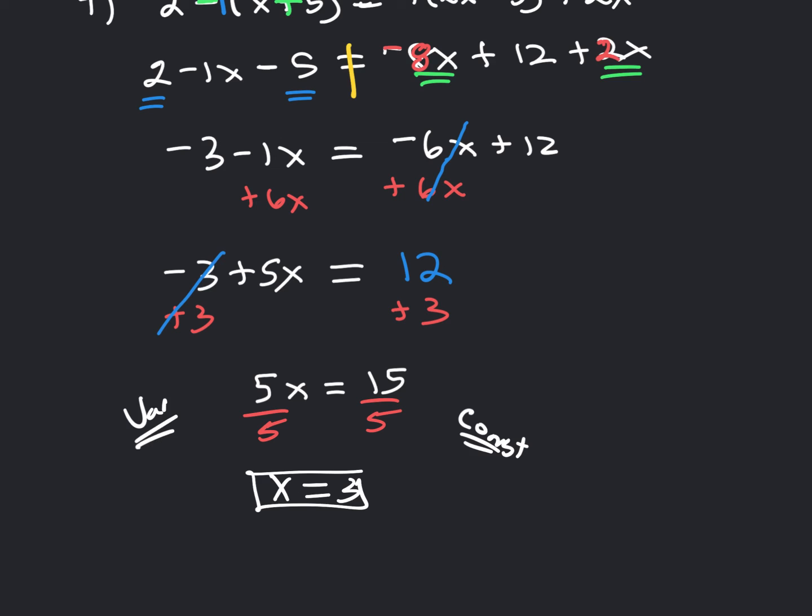So that's how you do variables on both sides. You could go back and copy down a couple problems that I did and practice them and then rewatch the video. I hope this helped.